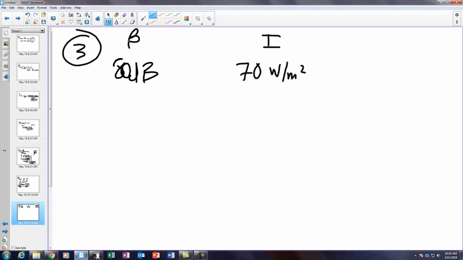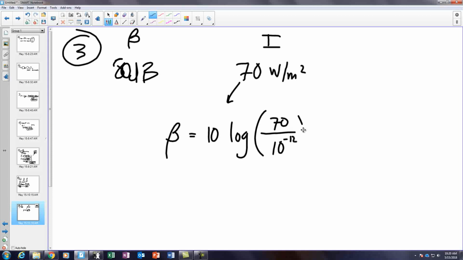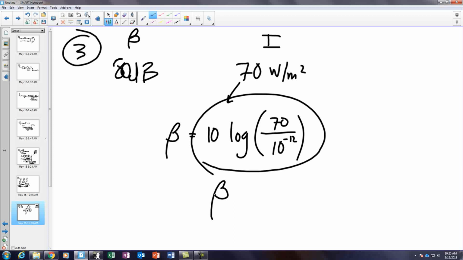Traditionally, just because it's the traditional formula, I'm going to try to turn this into a sound level. And so the formula for beta is 10 log of I, which would be 70, over 10 to the negative 12. It's always 10 to the negative 12 in the denominator there, but it's important that when you type it in your calculator, you put 1e negative 12, not 10e negative 12. It'll make you off by a factor of 10, which is a bad thing. If I just type this into my calculator, just the way it is, beta, I believe, comes out at around 138.